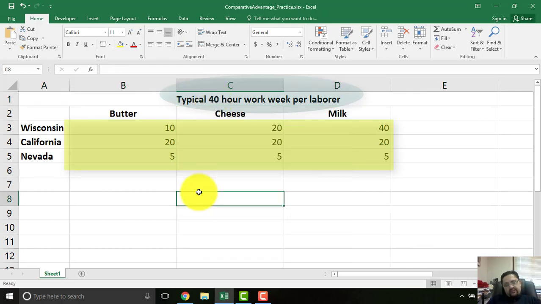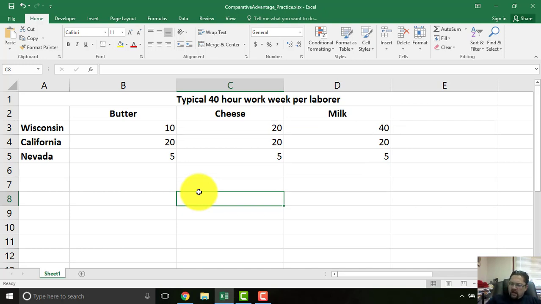Okay, so these are units. So let's say they're pounds. And in a 40-hour work week, this is what they could produce. Whether this is accurate or true to life is not the point here, right? As an econ class, we get to make some stuff up. Throughout the semester, we've done this. So these are the numbers we're going to work with.